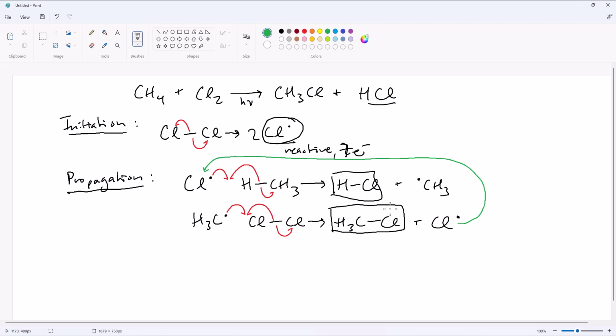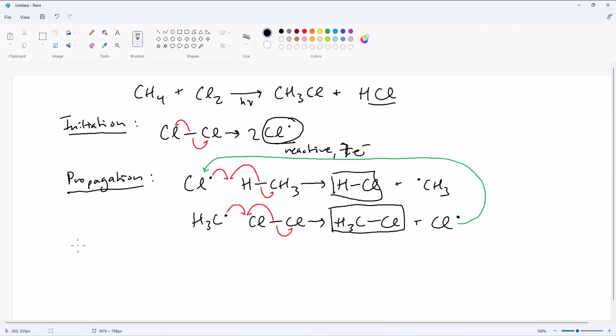So this is called propagation because we're generating a new equivalent of radical that can go through the cycle once again. So these reactions are often chain reactions, and they often occur very fast, but they often occur with unwanted side reactions because this goes so quickly.